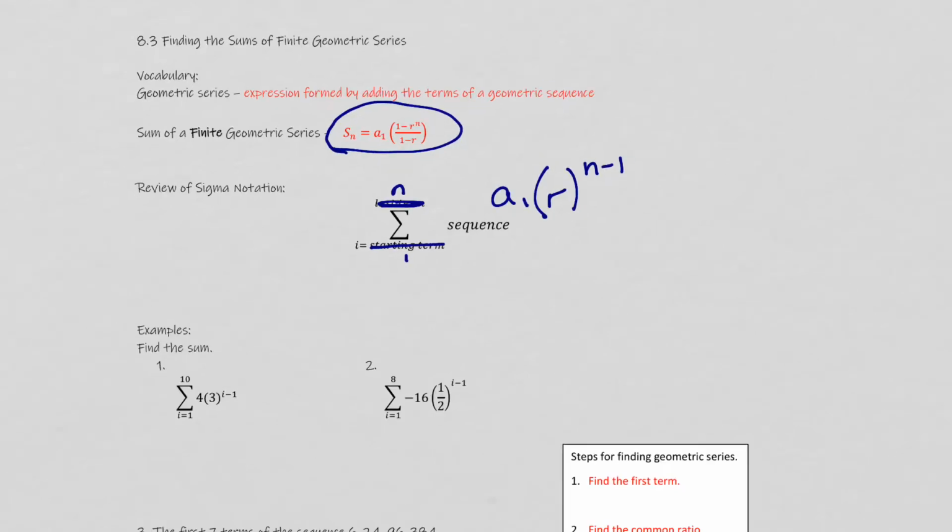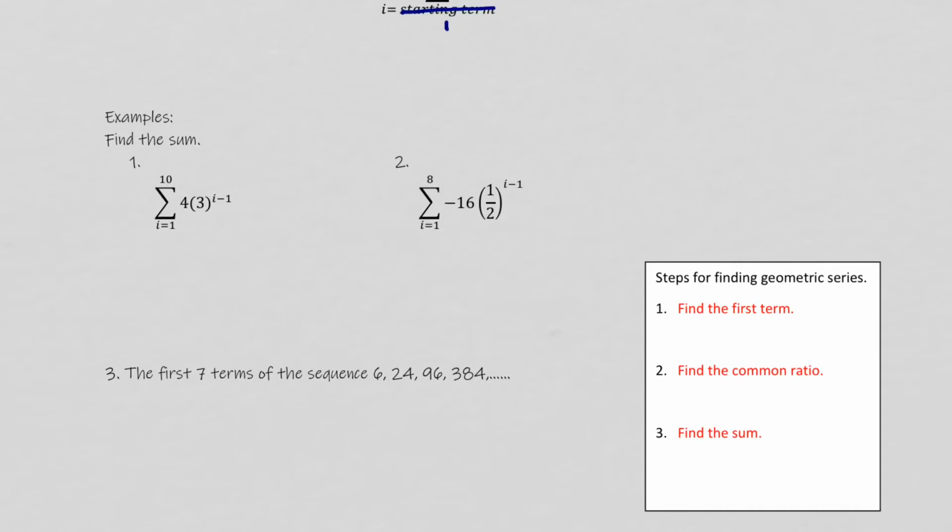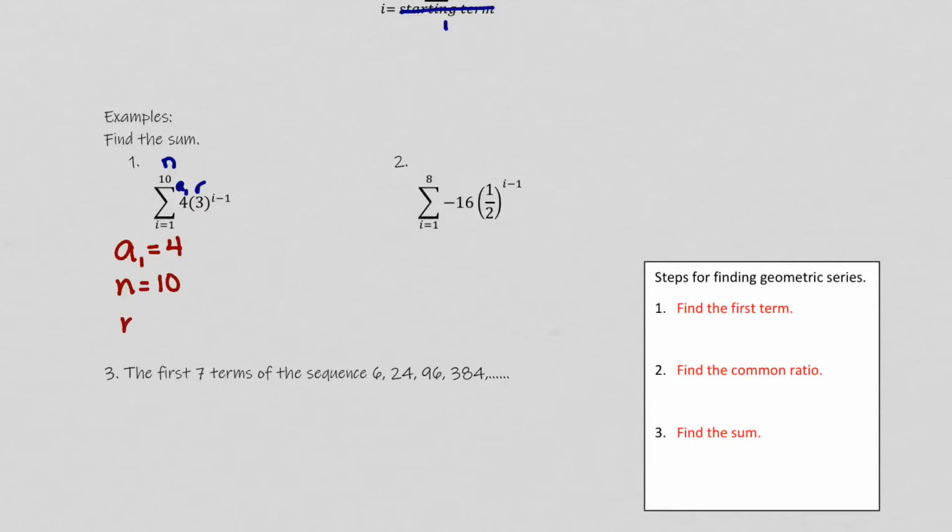Okay, so if we look down here at number 1, that's exactly the form it's in. So here's n. This is A1, and that is R. It just uses I instead of N. So that's what we need to find the sum. We need the A1, which is 4. We need N, which is 10. And we need R, which is 3. And then we're plugging it into that sum equation. So I want the sum of the first 10 terms, because that's what that number is.